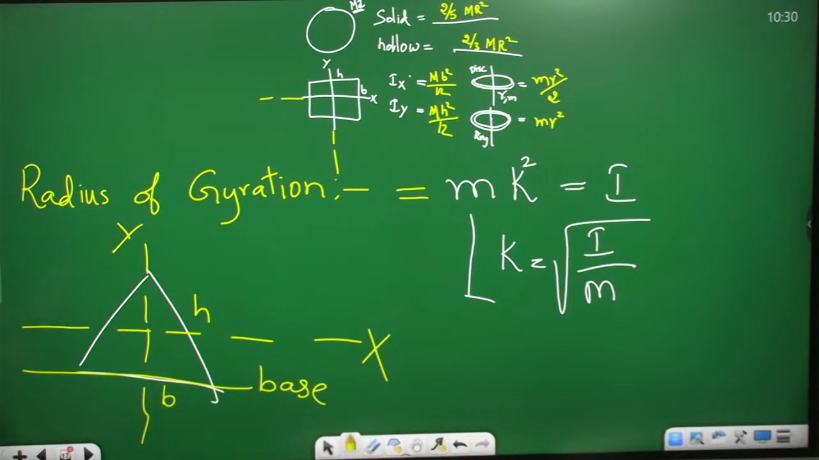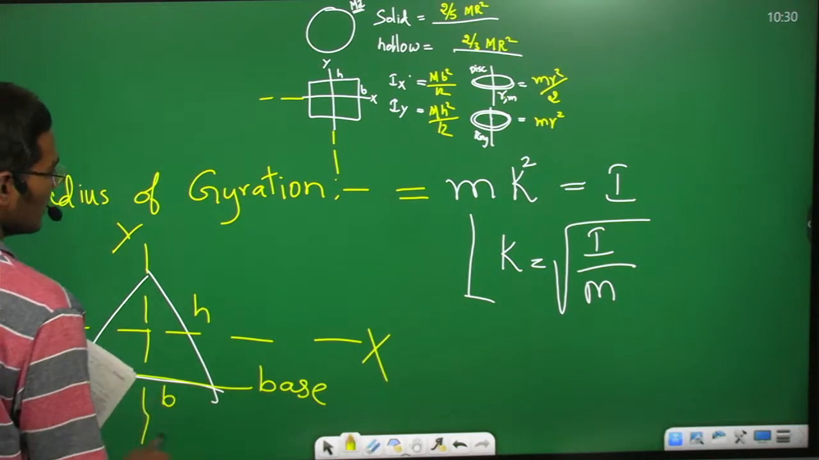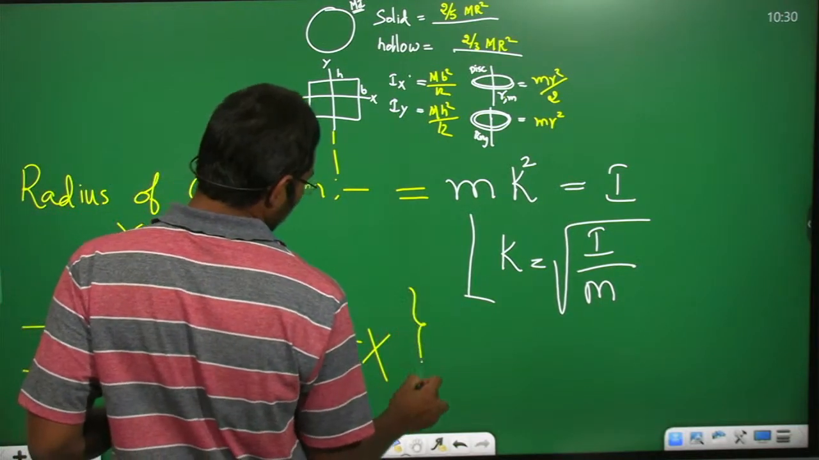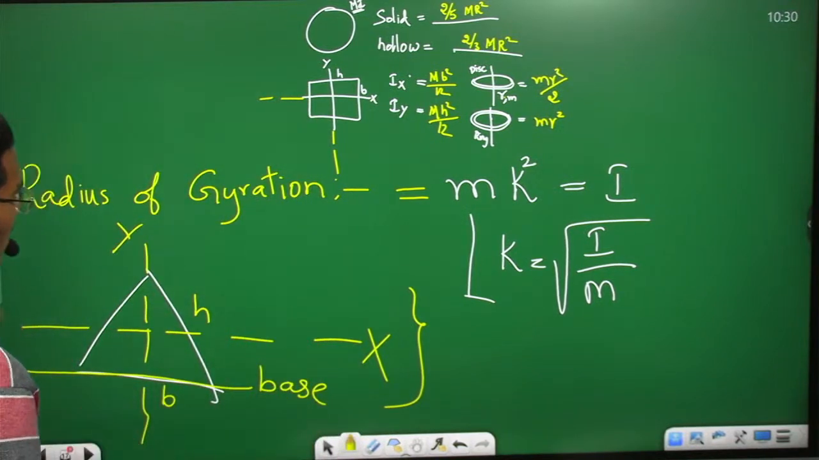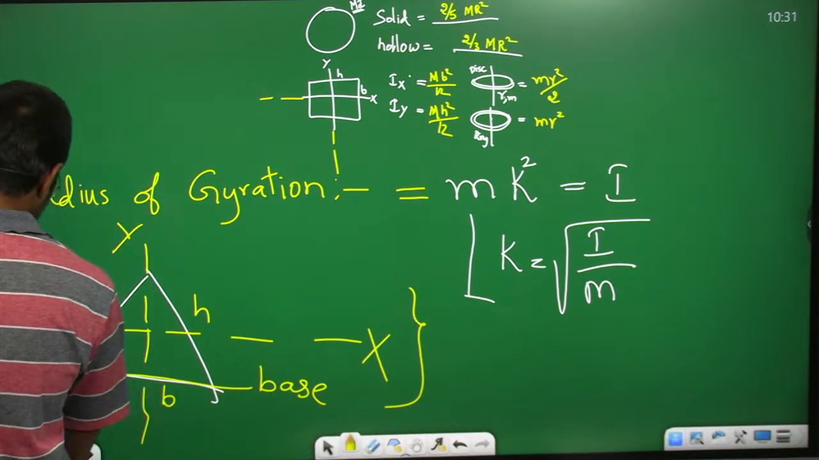As for a triangle, what is the moment of inertia when the axis passes through the base? So take it as your homework and check. There are many other figures actually. So these are the basic figures that you need to know. So take it as homework, check. Now let's try to move on.